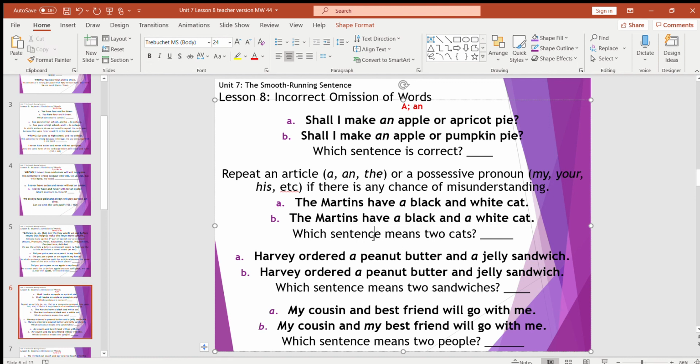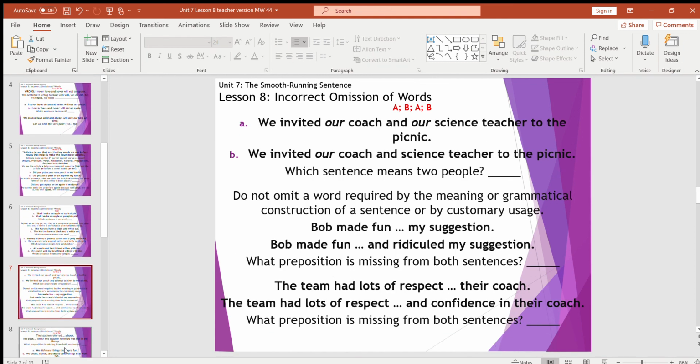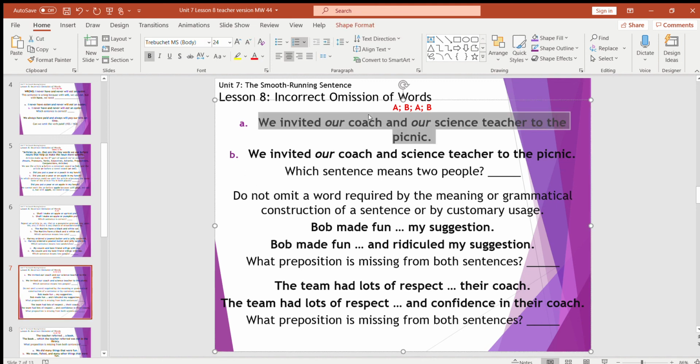Harvey ordered a peanut butter and a jelly sandwich. Harvey ordered a peanut butter and jelly sandwich. Which sentence means Harvey has two sandwiches? A, one's peanut butter, one's jelly. My cousin and best friend will go with me. My cousin and my best friend will go with me. Which sentence means that there are two separate people going? Once again, B. We invited our coach and our science teacher to the picnic. We invited our coach and science teacher to the picnic. Which sentence means two people are coming to the picnic? A. One's the coach, one's the science teacher.